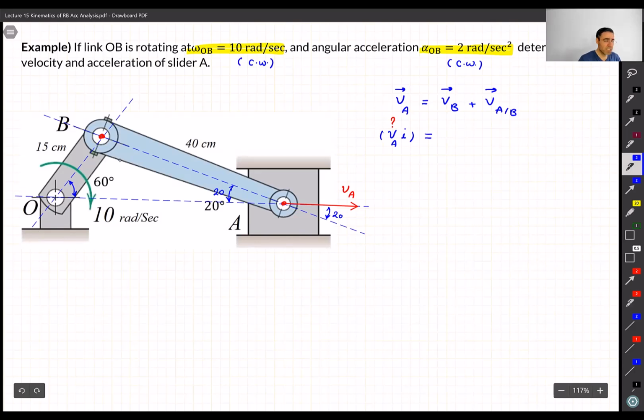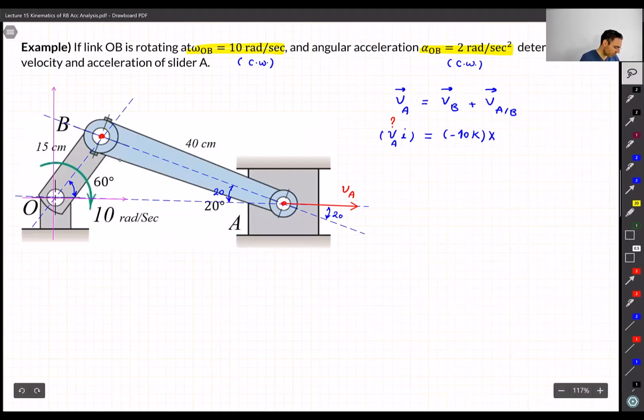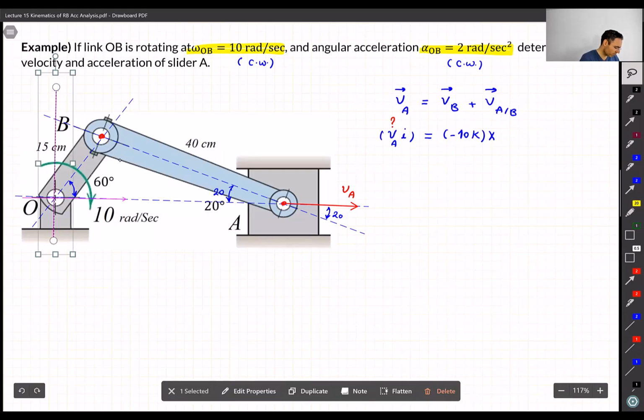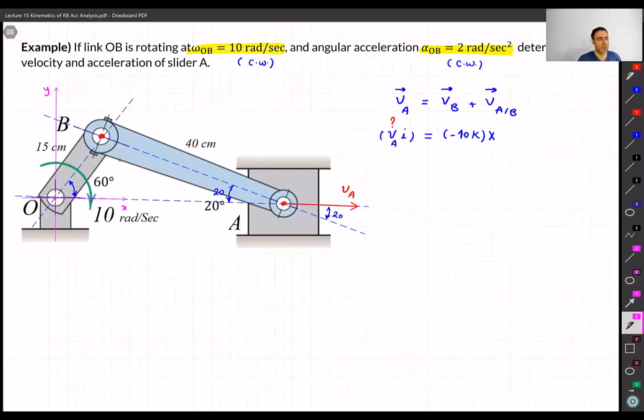What about VB? So VB is on a circular motion, and we have the formula omega cross R. Its omega is minus 10K cross R. And so you saw from the example we solved last time, we set our coordinate, maybe X and Y. It's easier to solve with X and Y. So this is our X and Y at point O. All right, so this is X and Y. And based on this X and Y, I can find out the R. R is from origin O to point B.